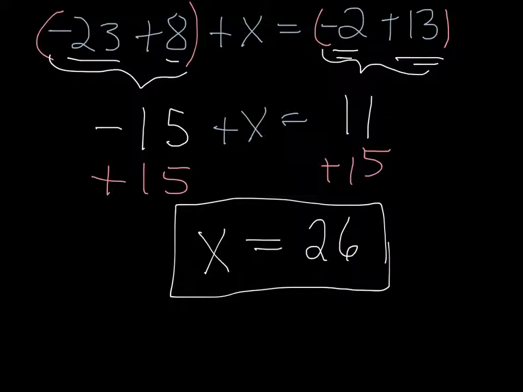So far, so good? Okay, let's try a couple more. Give this one a whirl. -1 plus 11 plus x equals -5 plus 9.